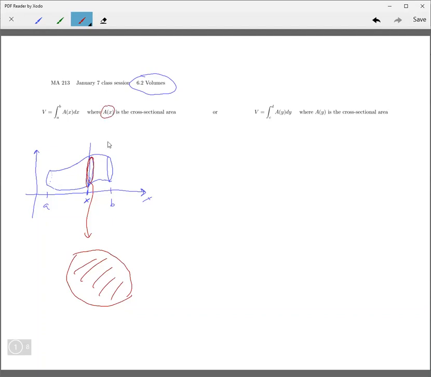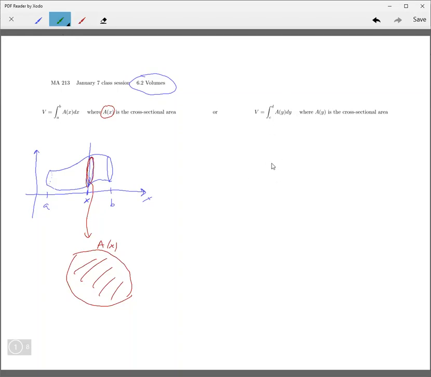This right here would be our A of x. So you're finding an area like that. And if you integrate all such areas from a to b, A of x dx, then you end up with the volume of this object.